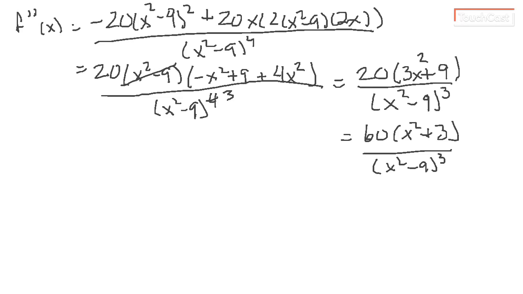We don't have to do the factor of the 3 out, but we do want to set the numerator equal to 0 to see if we have any inflection points. So if we go 60 times x squared plus 3 and set that equal to 0, we're only going to get an imaginary number from this, so we don't have an inflection point. So no points of inflection.